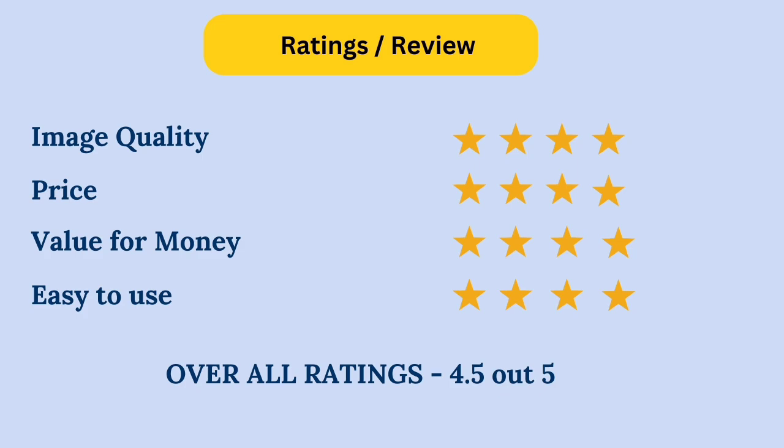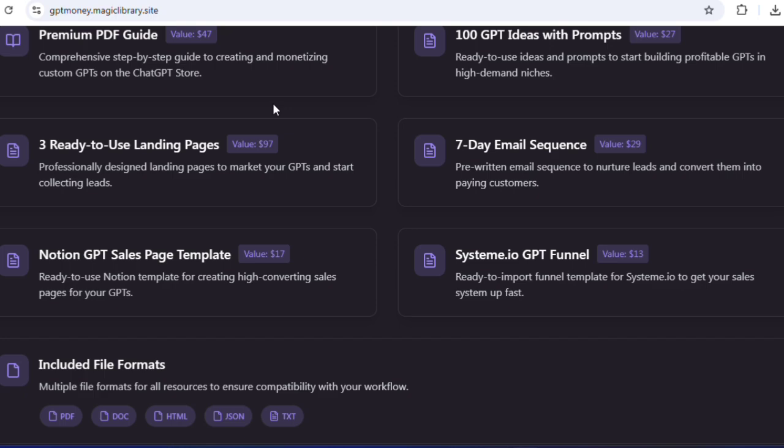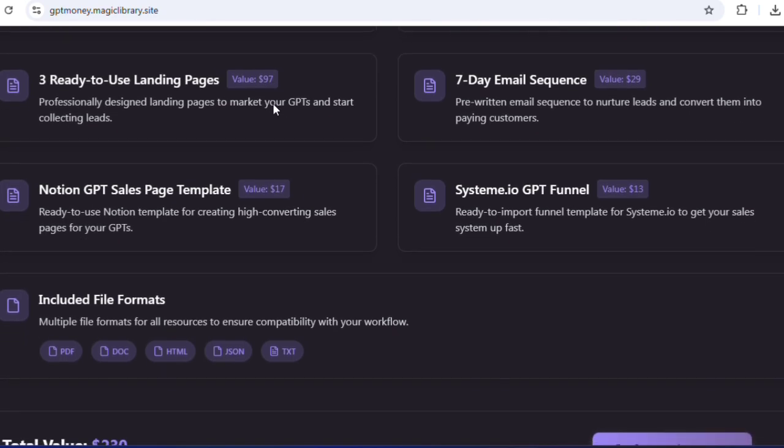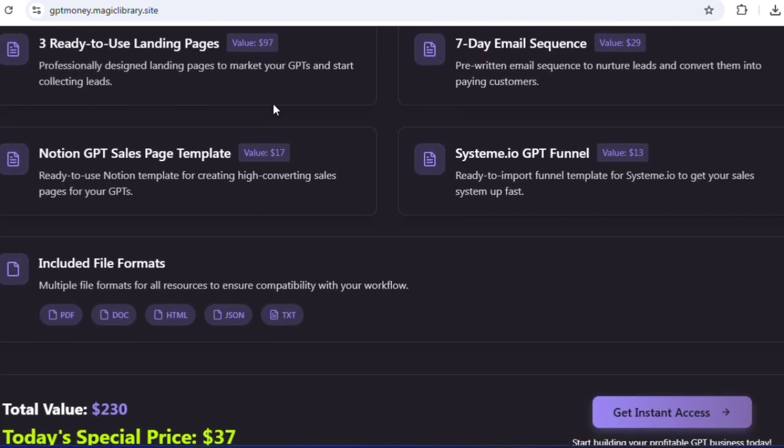For what it promises and delivers, GPT Money Blueprint is a solid investment, especially for those looking to build passive income with AI.